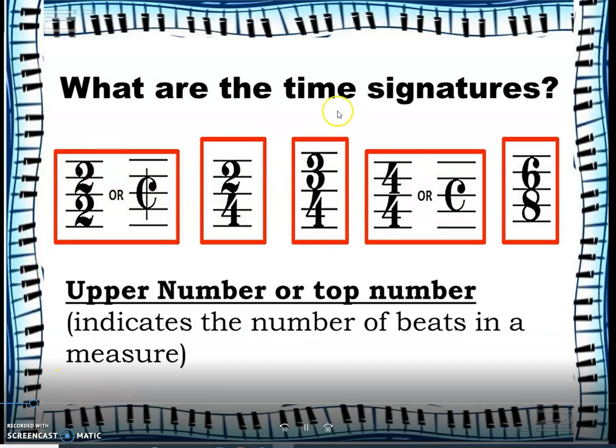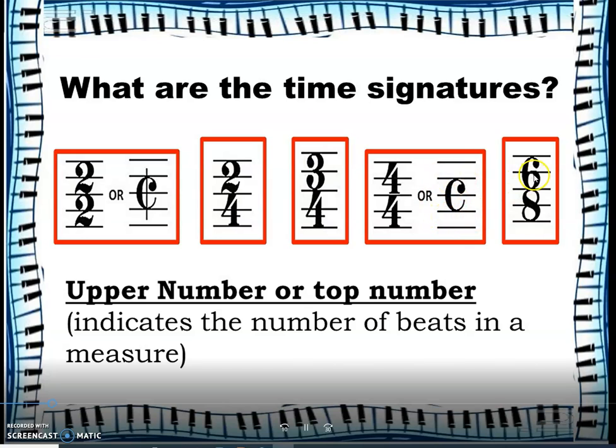What are the time signatures? The first one is the 2-2, or this symbol which is called a cut time signature. The next ones are 2-4, 3-4, 4-4, or letter C. And what is this letter C? It is called a common time signature. So, take note that 4-4 is divided into 2. That is why it is called 2-2 or cut time signature. 4-4 is C, which is common time signature.